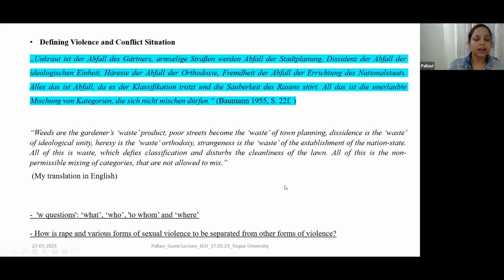Weeds are the gardener's waste product. Poor streets become the waste of town planning. Dissidence is the waste of ideological unity. Heresy is the waste of orthodoxy. Strangeness is the waste of the establishment of the nation state. And all of this is waste, which defies classification and disturbs the cleanliness of the law. All of this is the non-permissible mixing of categories that are not allowed to mix.